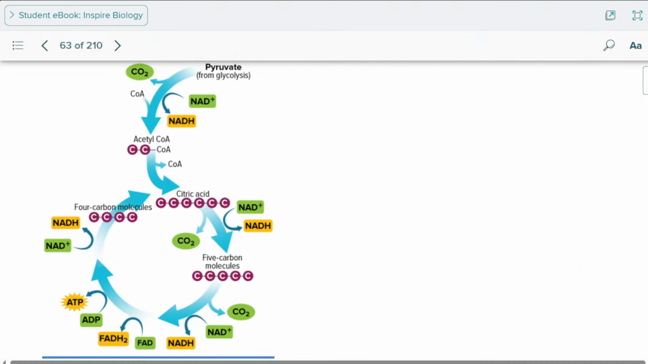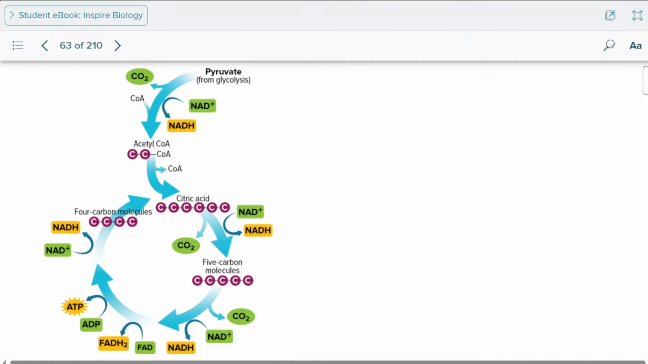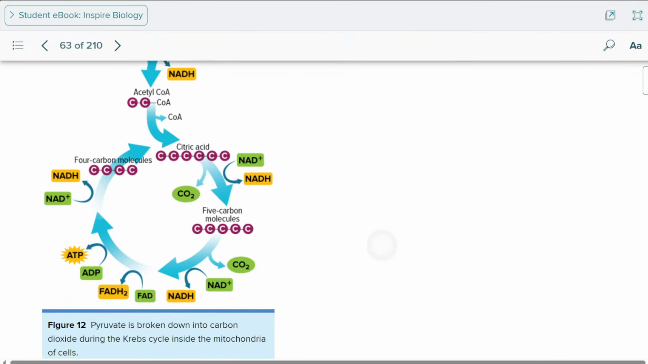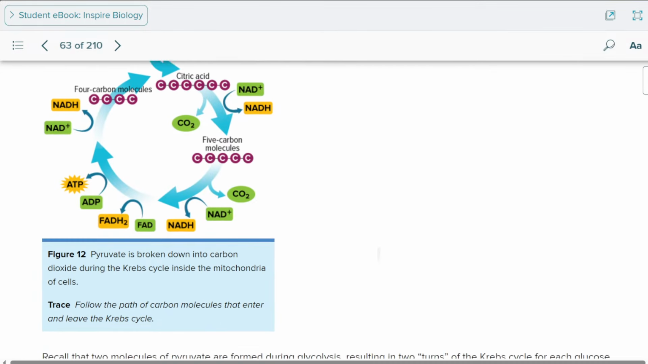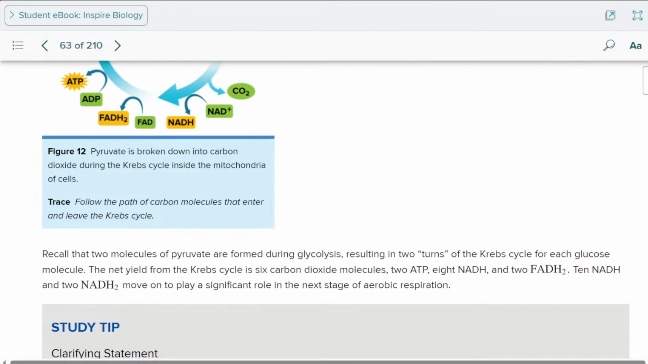So let's look here. Pyruvate from the glycolysis, CO2, the NAD plus turns into NADH. Here's the acetyl-CoA, and that's where the citric acid begins. And the 5 carbon molecules. Oh yeah, that is a lot of formations here. Wow. Okay.